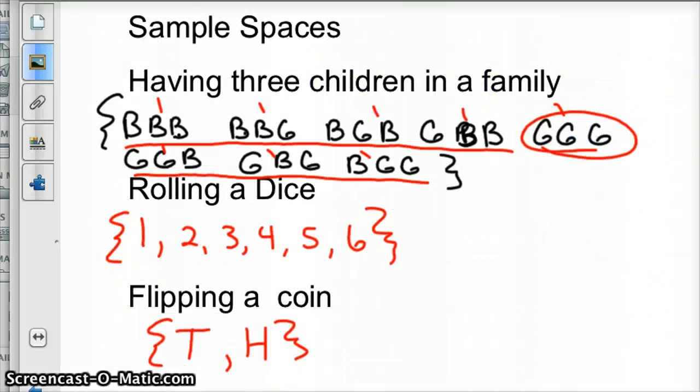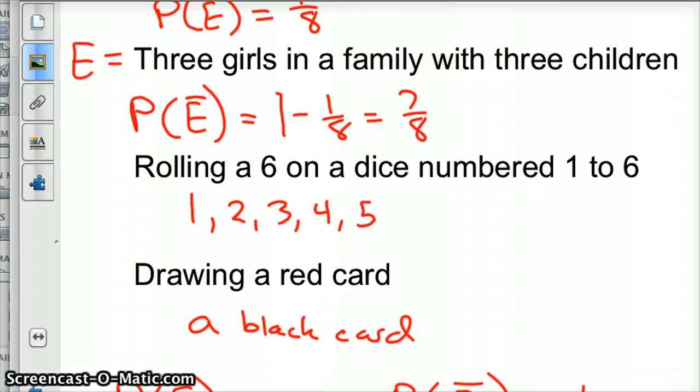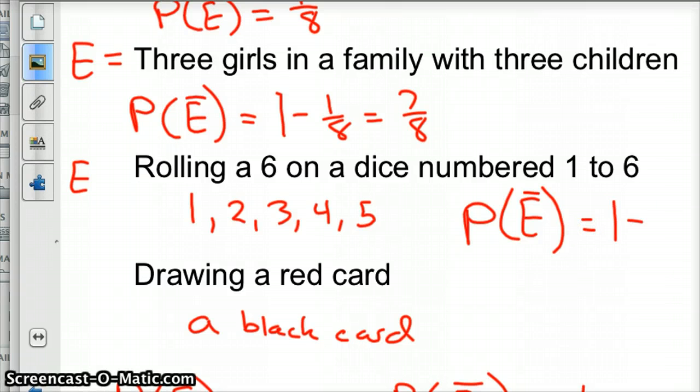And you could get that pretty quickly by just looking. Count them up. There's seven here, out of the 8 possible. So that would be the complement of that one. Here, let's say we call this one E: rolling a 6 on a dice. So the probability of E bar, the complement, or rolling a 1 through 5, would be 1 minus 1/6, or 5/6. Then you can also count them here. There's 5 of them out of 6 total possible.